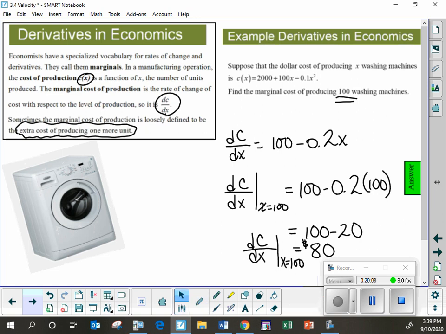It's kind of cool to see that the business side of things uses calculus as well. And so if you're a person that's interested in business but love math, this should be right up your alley.